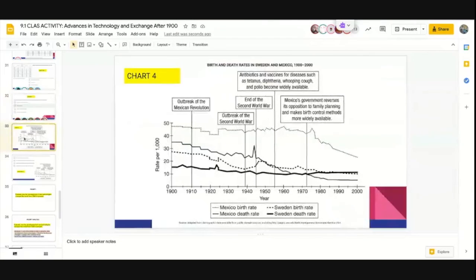Let's take a look at 33. Everyone to slide 33. This is chart 4. This one's not easy. Birth and death rates in Sweden and Mexico from 1900 to 2000. Then they give you historical developments in between on this chart. And the Mexico birth and death rate are the thinner dots and the thinner line, and the Swedish birth and death rate are the thicker dots and the thicker black line. The 2 on the bottom are Sweden, the 2 on the top are Mexico. What is going on here?